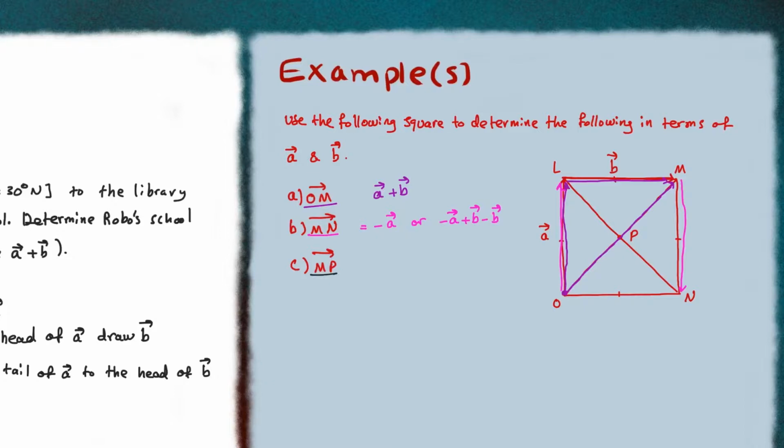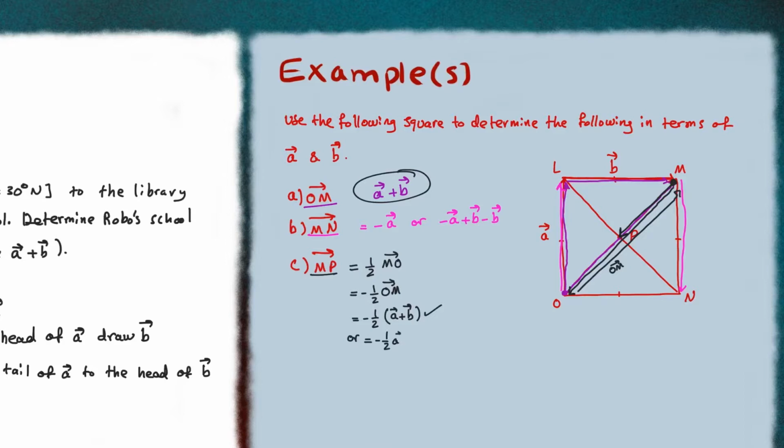Now, part C is a little bit more challenging. We have a vector that originates at M and terminates at P, and that's halfway of vector MO because those two diagonals actually bisect. And we know that the negative of vector MO is OM, so this is equivalent to half vector OM. And we already know what vector OM is in terms of A and B, so we can write this as half of vector A plus vector B in brackets, or we can use the distributive property and get half of A plus half of vector B.